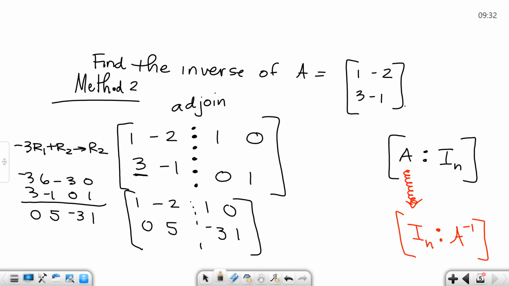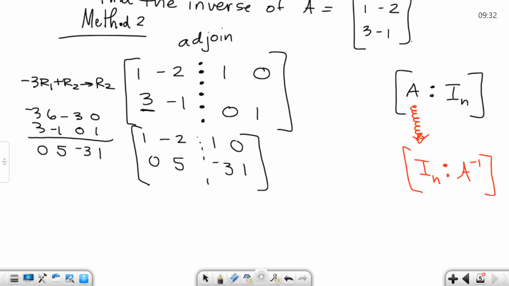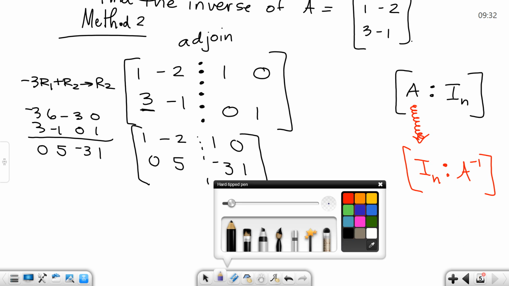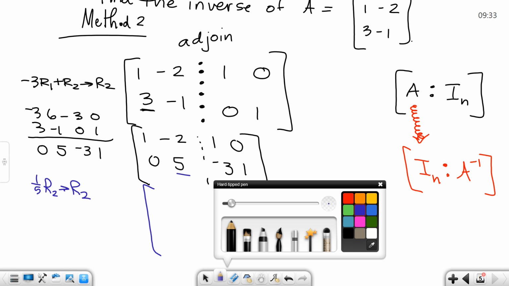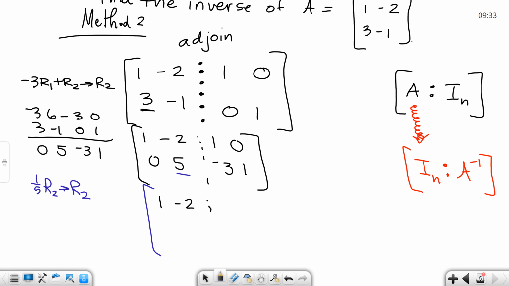So now my first column looks great. The first column is in row echelon form. Okay, so now we got to go to the second column and knock it out. I need to get rid of this guy. So to get rid of this guy, I'm going to say 1/5 row 2 gives me a new row 2. Welcome to fraction land. So now I got that as a 1. So that looks good too.